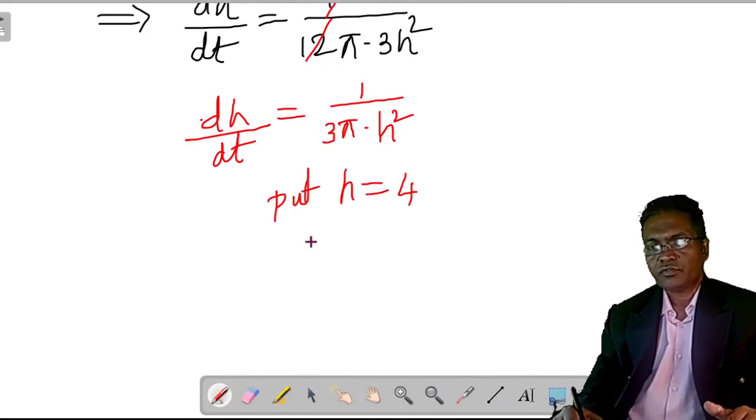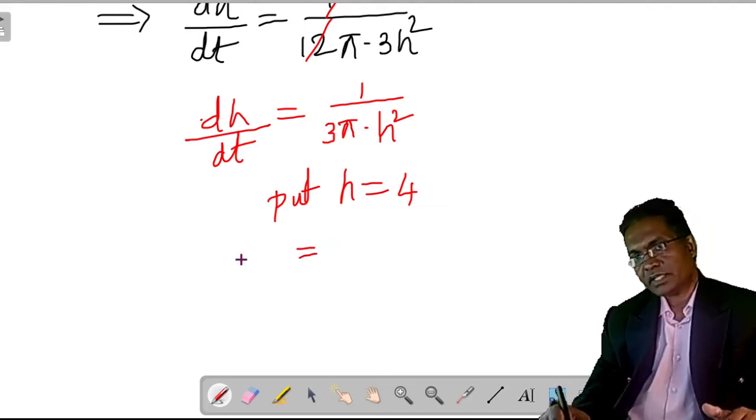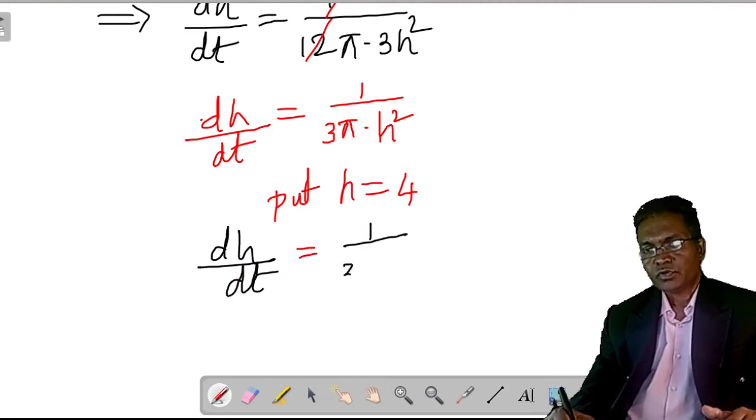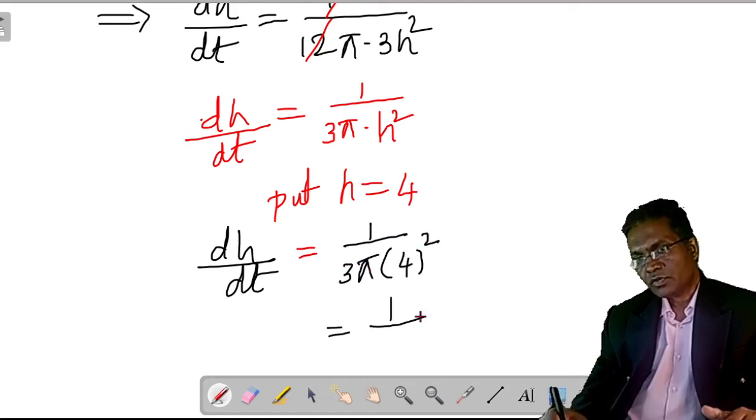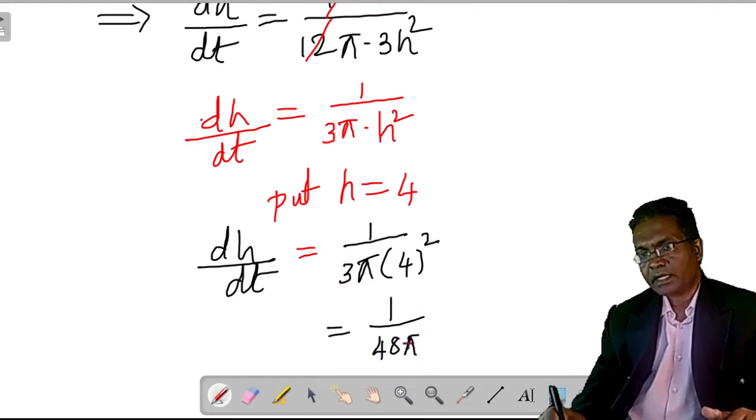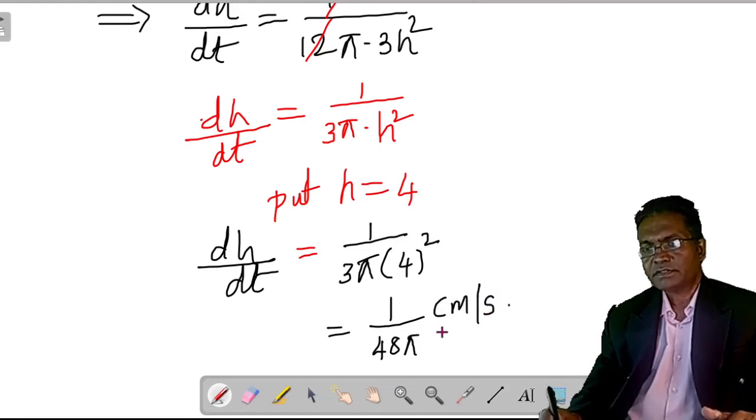Put h is equal to 4. So whatever you will get, you write dH by dt is equal to 1 by 3 pi into 4 square. So 4 square is 16, 16 threes are 48 pi. The unit is centimeter per second.